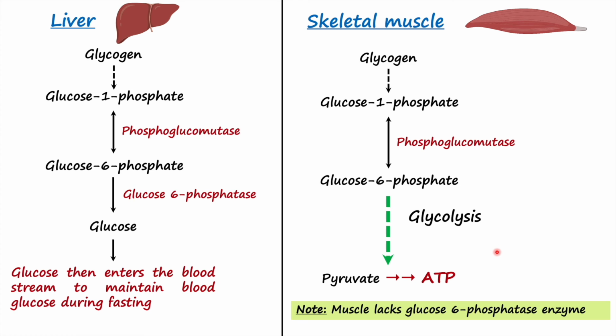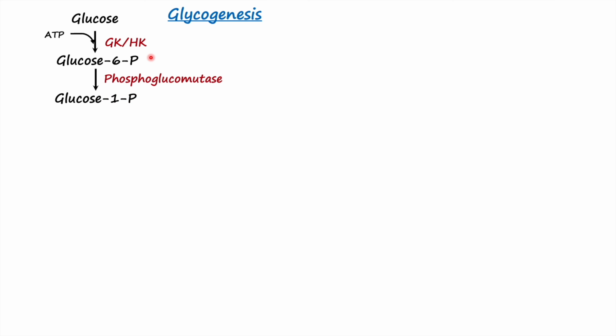So now I just want to quickly review the steps of both glycogenesis and glycogenolysis, so you can compare the synthesis and breakdown of glycogen. In glycogenesis, glucose is converted into glucose 6 phosphate with the help of the enzymes glucokinase and hexokinase, which is also an ATP dependent process. Subsequently, glucose 6 phosphate is converted into glucose 1 phosphate with the help of the enzyme phosphoglucomutase, and glucose 1 phosphate is then converted into UDP glucose with the help of the enzyme UDP glucose pyrophosphorylase, which also requires UTP.